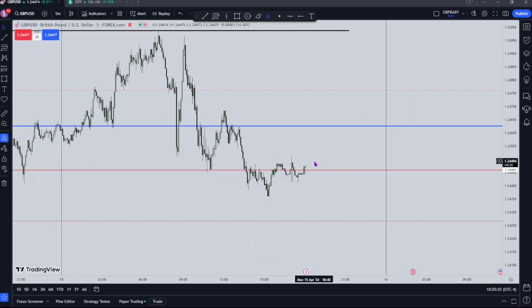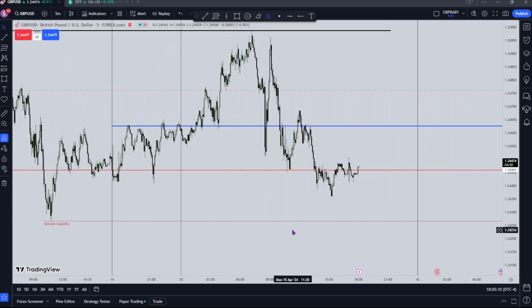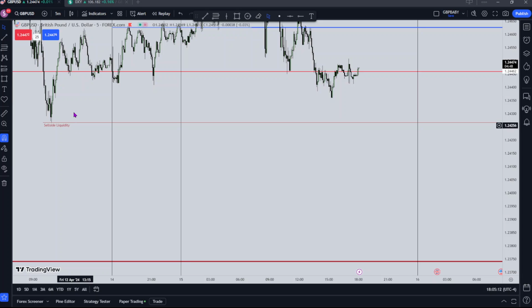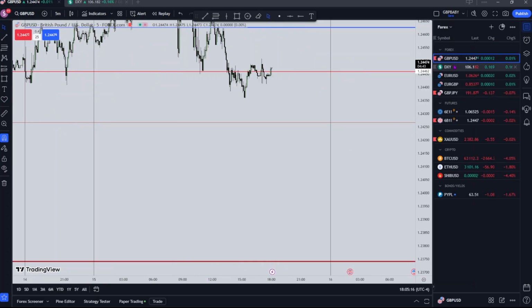But generally speaking, I'd like to think that we can see some kind of Judas swing, maybe during Asia or just in the start of London, for us to look for shorting opportunities to run for this sell side liquidity here and potentially here, depending on how overzealous price wants to get.